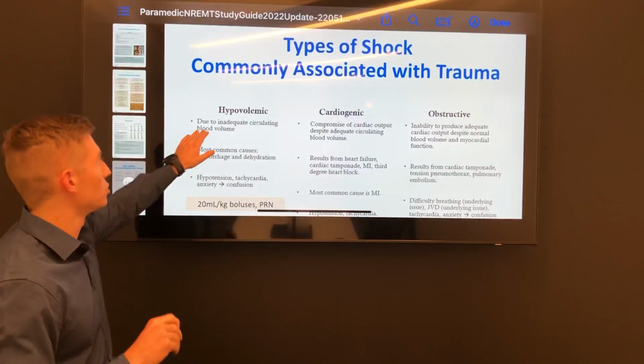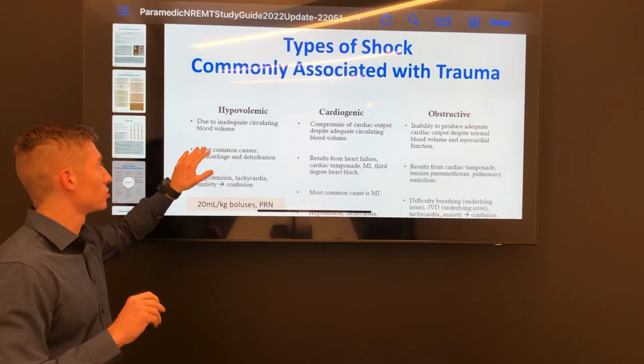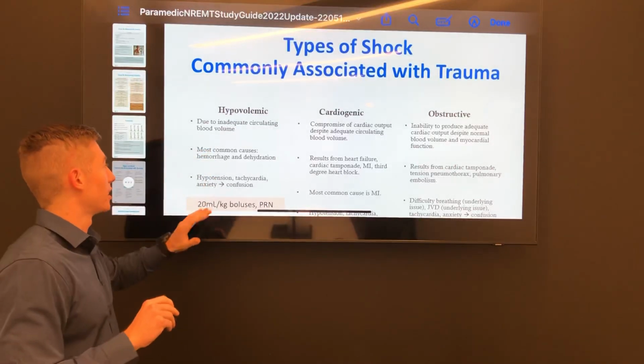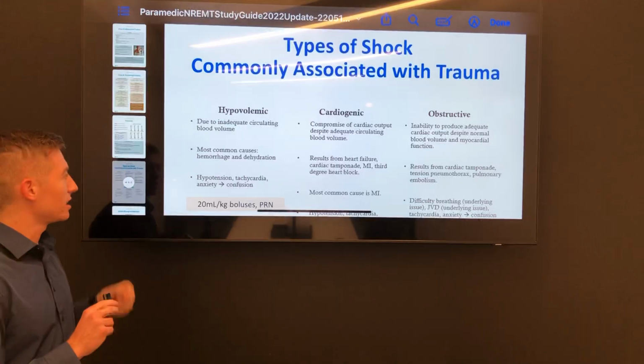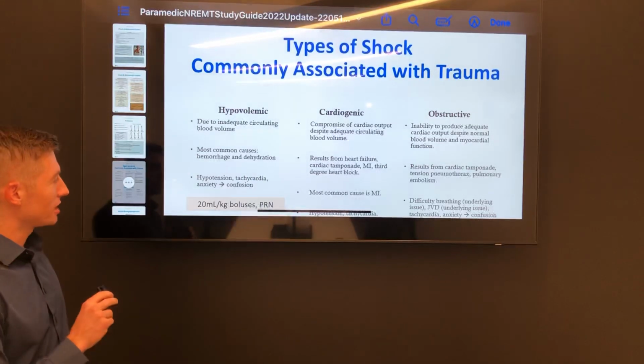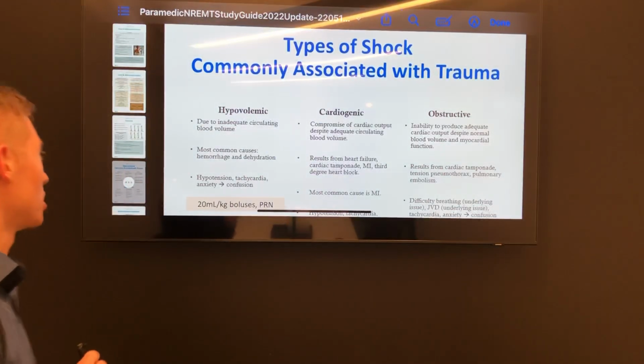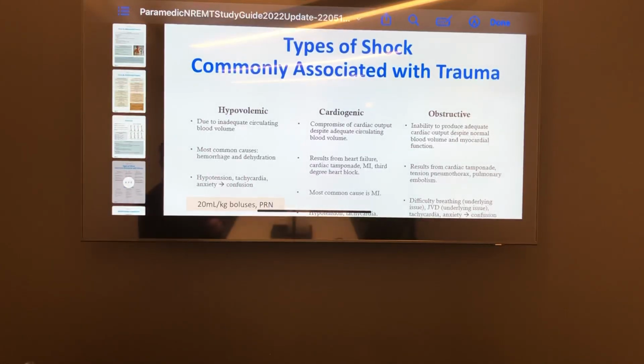So hypovolemic, due to inadequate circulating blood volume. Most common cause is hemorrhage and dehydration, and then we have hypotension, tachycardia, anxiety, and confusion. Hypotension and tachycardia could also be caused by anxiety, leading to confusion. 20 milliliter per kg bolus, PRN.